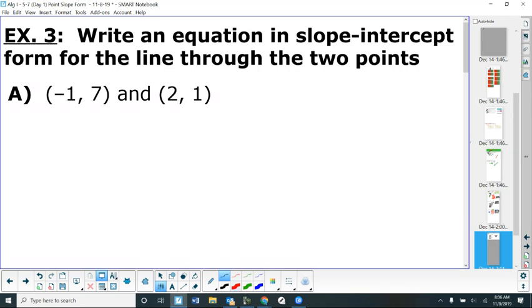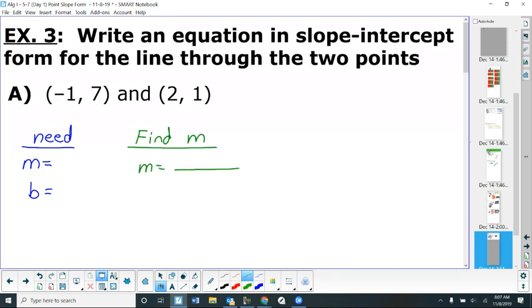All right. Well, how about this one? Now we've got all kinds of work, because Jake, what do we need to write an equation of a line? We need the slope and the y-intercept, right? Did I give you either one of them? No. So we need to find both of those. Which one are you going to find first? The slope. Good.